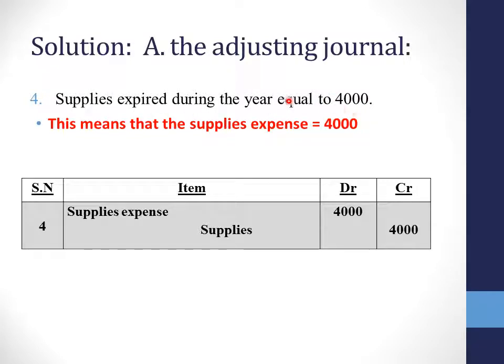The amount expired or used or consumed, this is the expense. So 4,000 from these supplies will be reported in the income statement as supplies expenses. But what about the difference? The difference is still on hand.